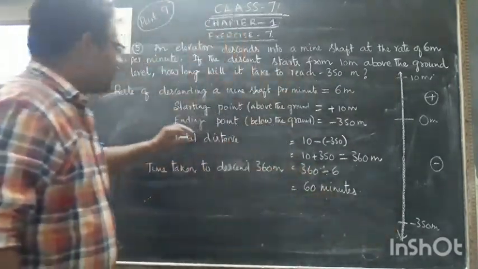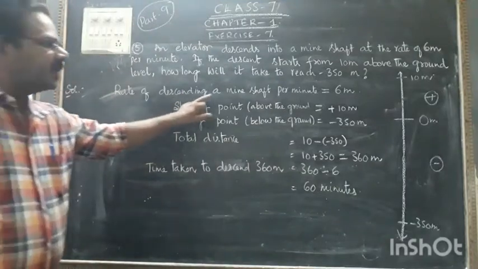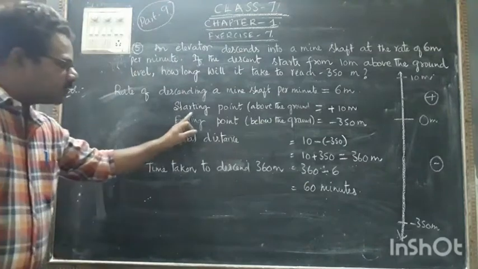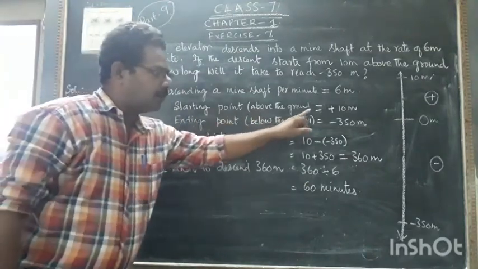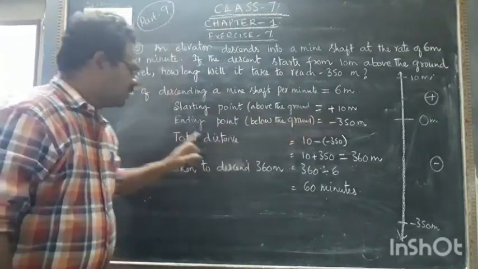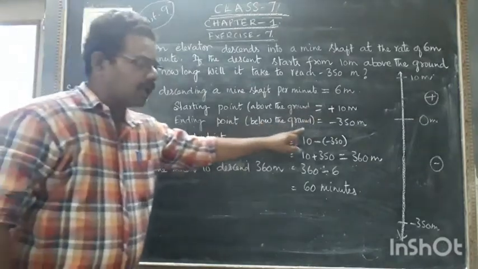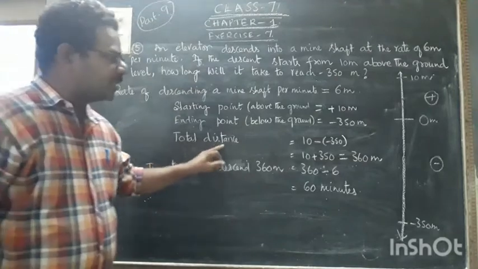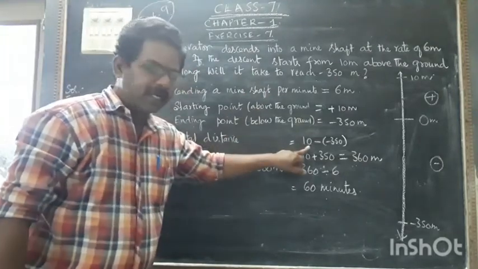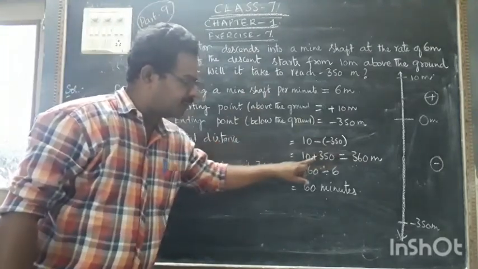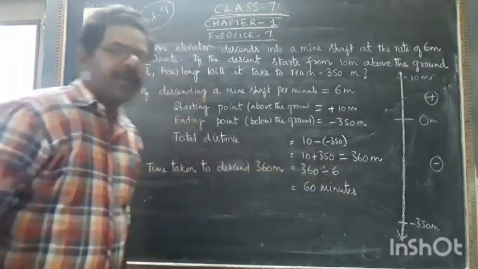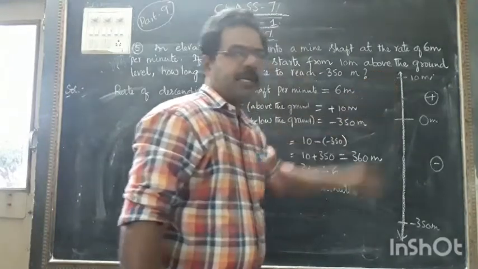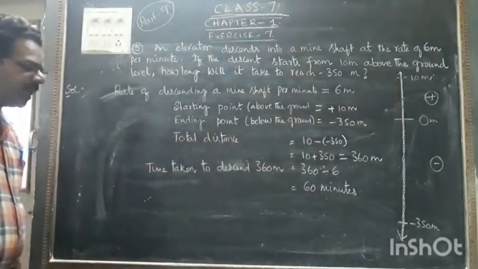Okay. For this, rate of descending a mine shaft per minute is equal to 6 meters. Starting point above the ground plus 10 meters. Ending point below the ground is equal to minus 350 meters. Total distance is equal to above the ground 10 meters minus of minus 350, that is equal to totally 360 meters it travelled. This is 350 meters and this is 10 meters. Totally 360 meters it travelled.